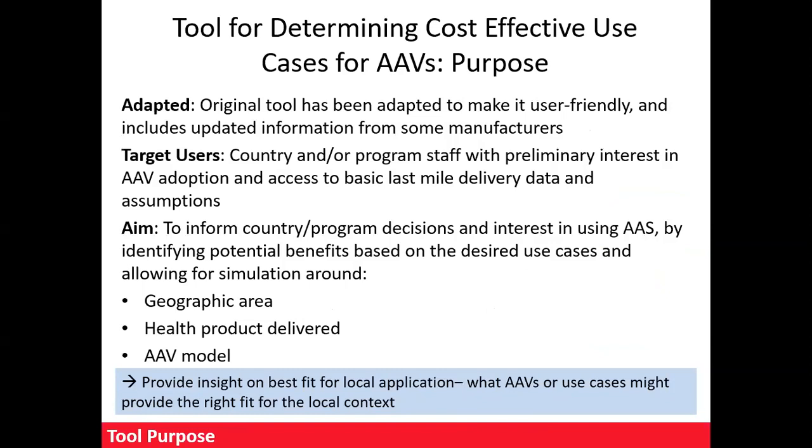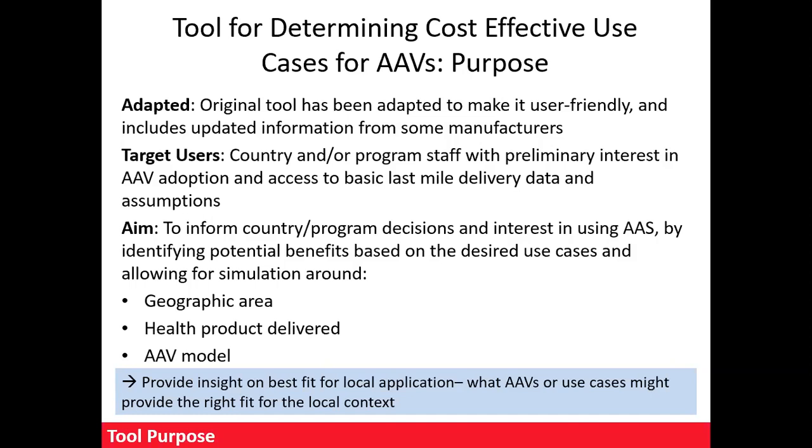So the original tool, we have adapted it to make it user-friendly. This current version includes some updated information that we got from some manufacturers. We target country or program staff with preliminary interest in autonomous aerial vehicle adoption who have access to basic last mile delivery data and assumptions. We think they can be able to use the tool.